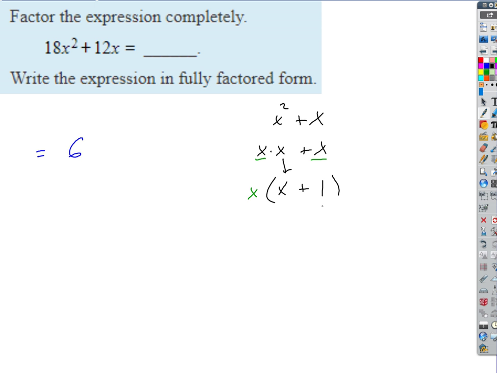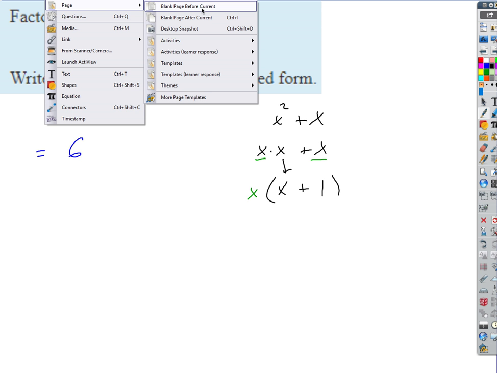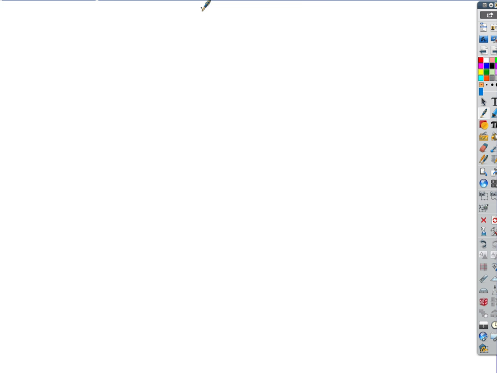Let's try another one like that. I'm going to make one a little harder. Later on in the year, we'll do more stuff like this. What if I had something like x to the 4th minus 2x cubed plus x squared? What could I factor out of each of those? x to the 4th looks like this: x times x times x times x, minus 2 times x times x times x, plus x times x.